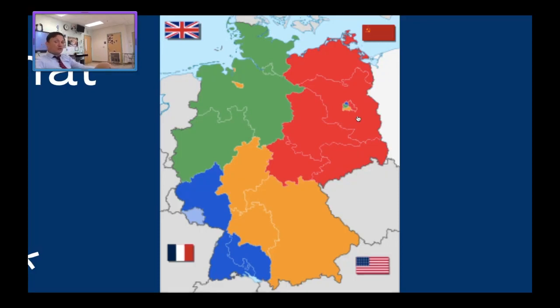Now, interesting little thing, though, is as you can see this little nugget right here that has all these little different colors. That's the city of Berlin, right? So the city of Berlin was then also divided into 4 different sectors.